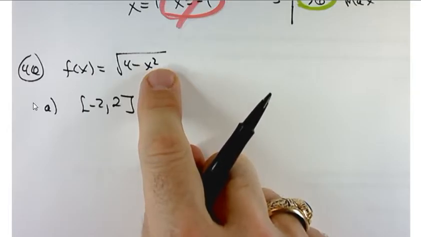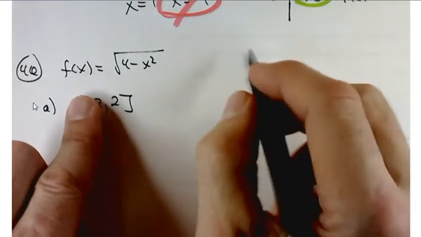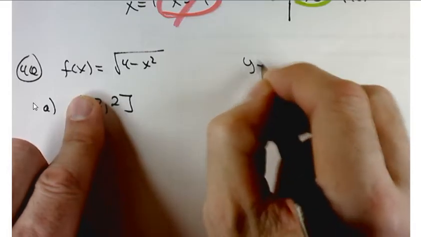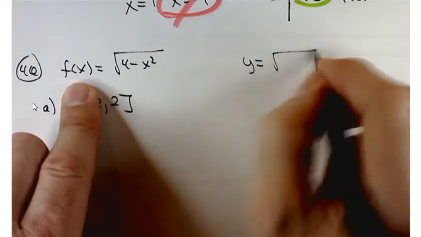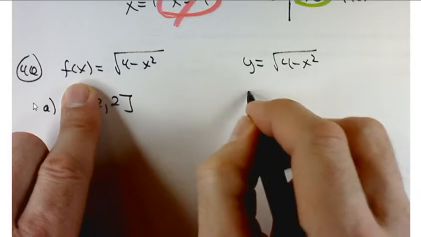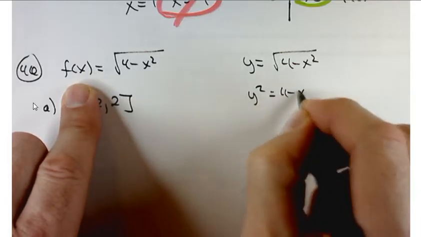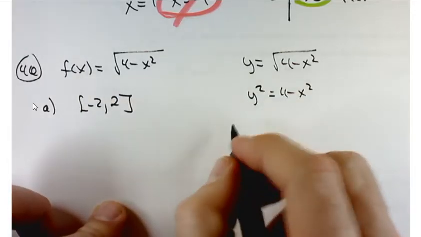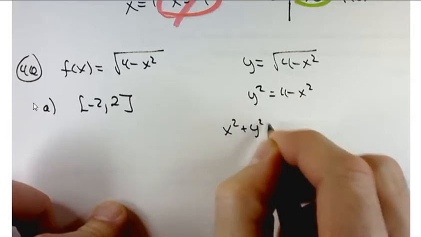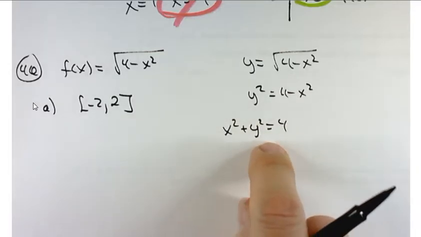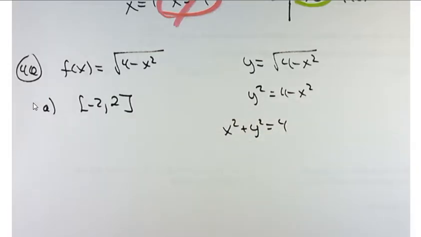Yeah, it's the top half of a circle. If you can't see that, let me help out here. You could replace f of x by y, and then square both sides to get rid of the root, and then move this over to the left-hand side. It becomes positive. You've got a circle of radius 2 centered at the origin.